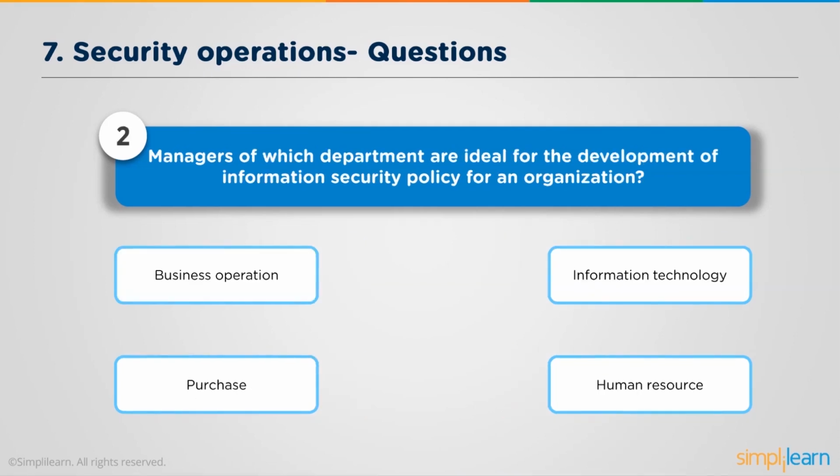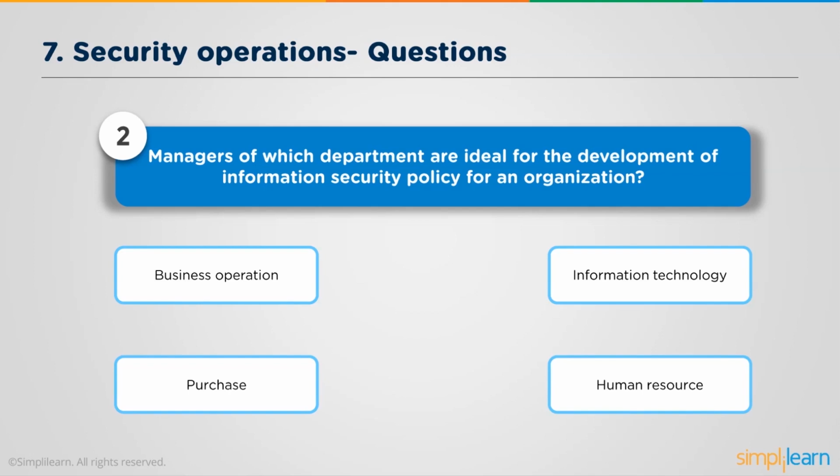Moving on, the second question: managers of which department are ideal for the development of information security policy for an organization? Business operation, information technology, purchase, or human resources? Now, managers of which department are ideal for development of information security policy for an organization?